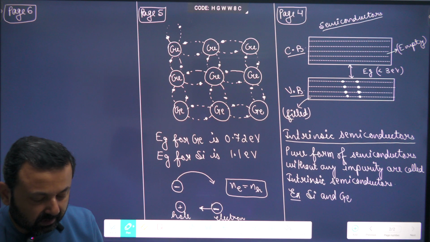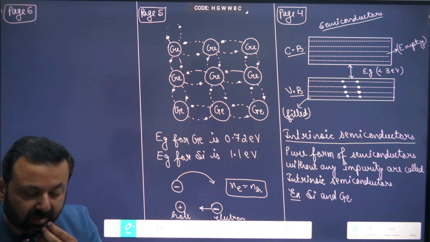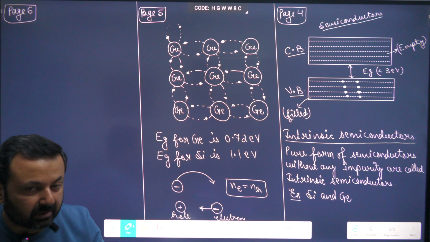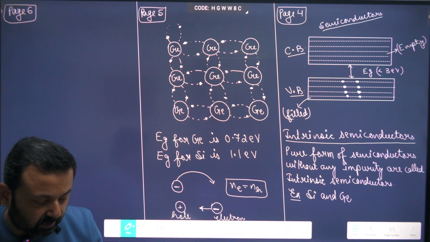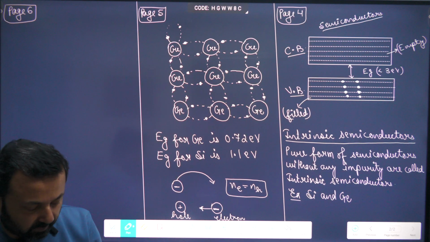The hole is considered as an active particle in the valence band, having a positive charge equal to that of an electron. A hole has a positive charge equal to that of an electron.